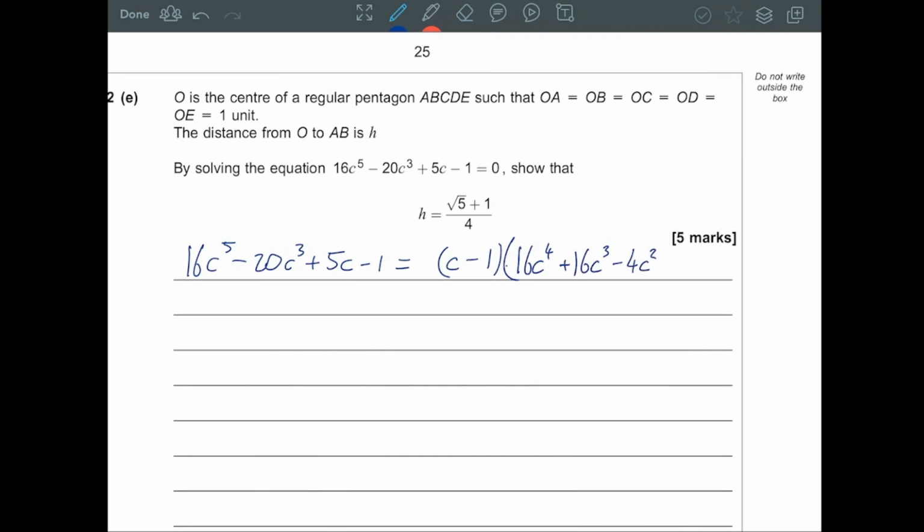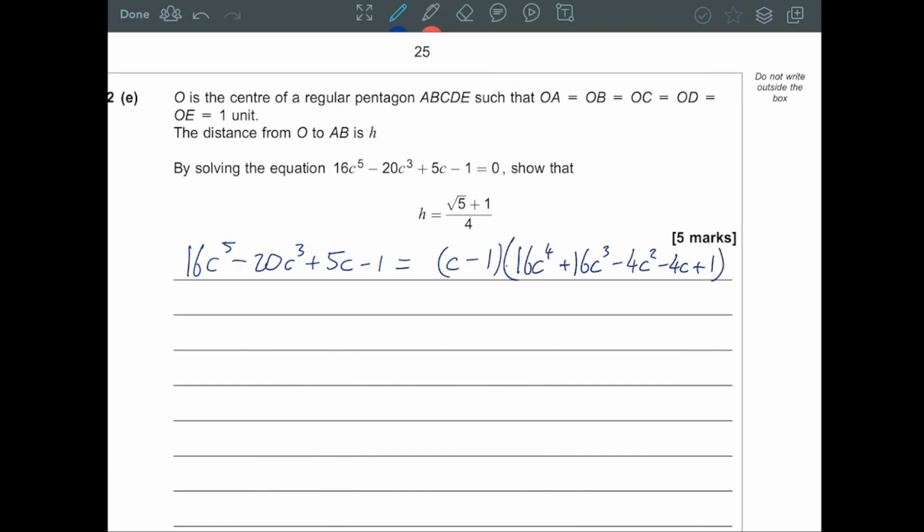That gives me positive 4c squared, which I don't want, so I need to subtract off 4c. That gives me a positive 4c, but I want positive 5c, so I need to add 1, and then the 1 times the minus 1 works. Okay.